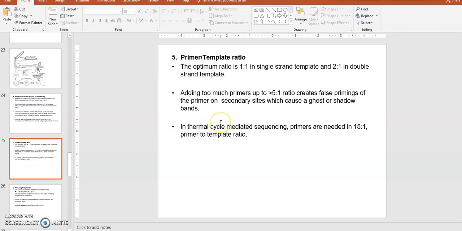And then the ratio of primer to your template DNA is also important. The optimum ratio is about 1:1, so you have to add enough primers. If your DNA strands are all single-stranded, then you can have a 1:1 ratio. But if you have double-strand DNA, the ratio should be 2:1. If you had too much primer, it may create some false priming sites, meaning what? Primer is binding at non-specific binding sites on the DNA template. That's not good, because you're going to have a shadow or ghost image showing up in your DNA sequencing results. So do not add too much primer.